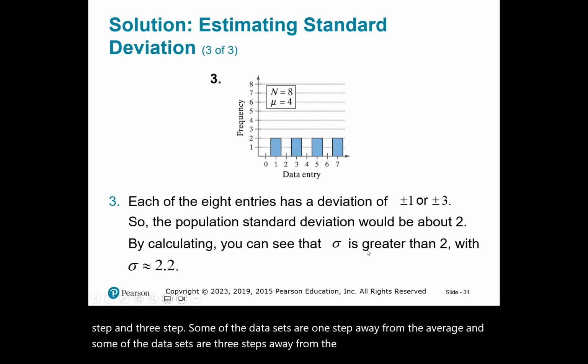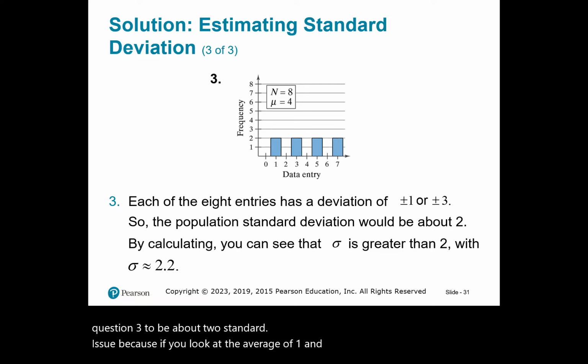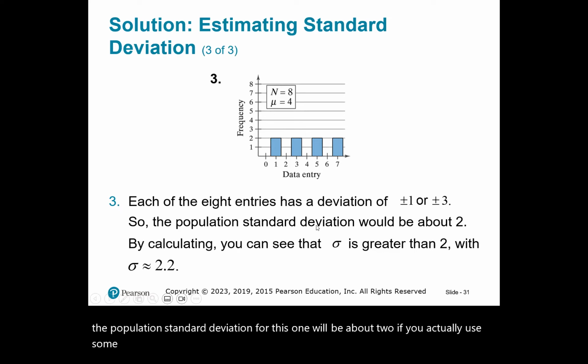So that makes question 3 about 2 standard deviations, because if you look at the average of 1 and 3, 1 plus 3 divided by 2 would be 2. So the population standard deviation for this one will be about 2. If you actually use some technology and calculate the sigma for this data set, you will see that sigma is about 2.2. So the estimation is really good.